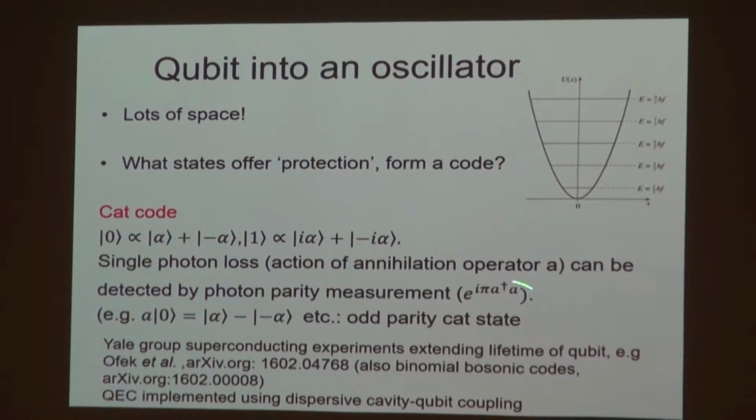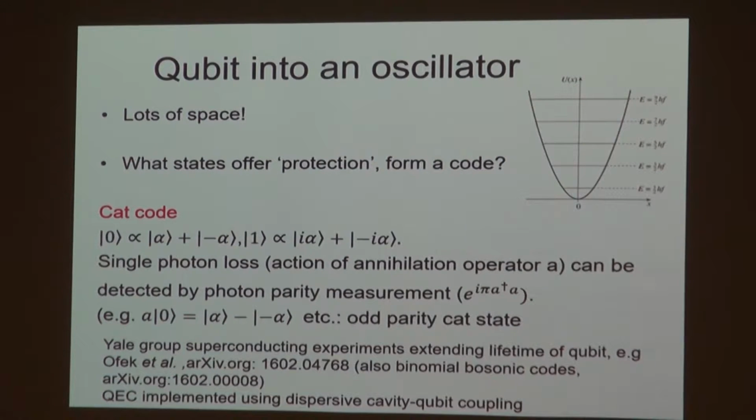And that's basically, and I'm not going to go into much detail, that's basically what they're doing now in experiments by the Yale group, which are really, at least they claim, and I think there's some truth to that, this first type of experiments in which you extend the lifetime of a qubit by active error correction, by actively measuring the parity of the state and see how it changes in time.